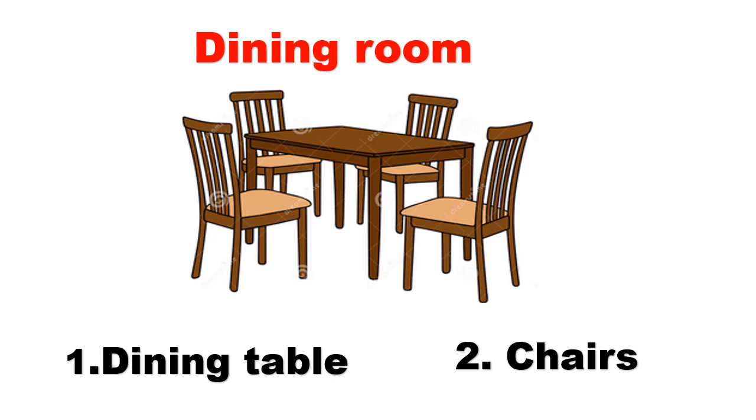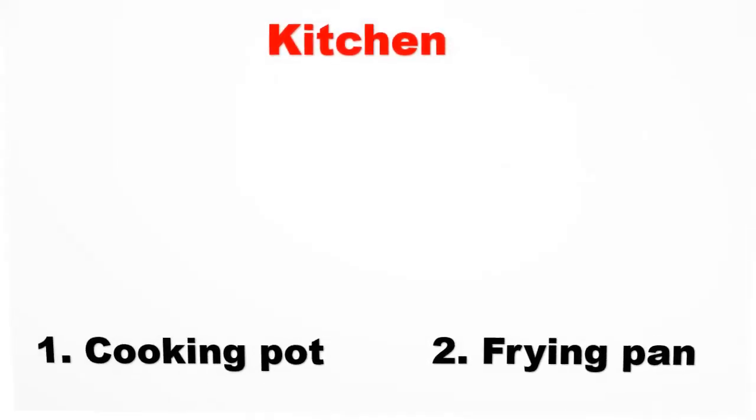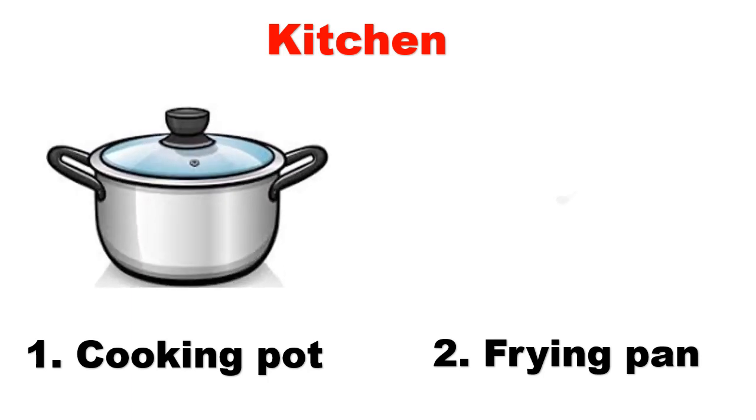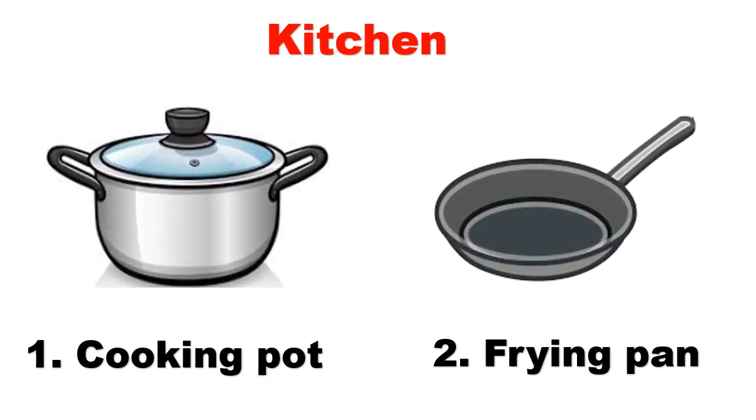Now, let us look at things in the dining room. In the dining room, we usually find a dining table plus chairs. We have a dining table and chairs. Let us now look at things in the kitchen. Things we find in the kitchen.